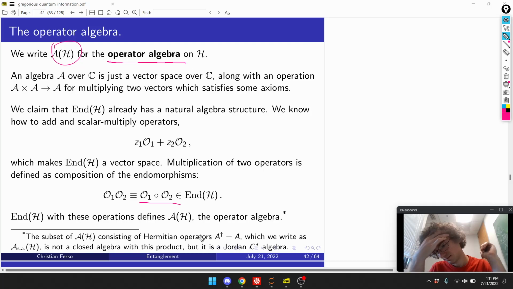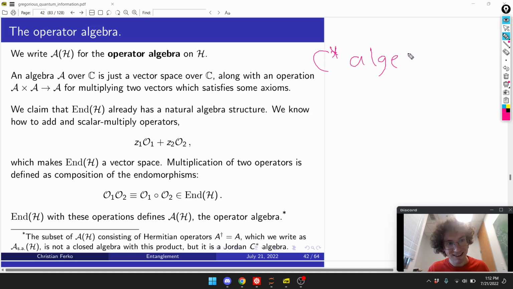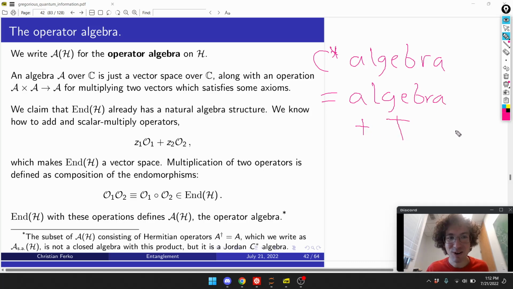You mentioned in the footnote that this is a Jordan C-star algebra. Do you happen to know if the operator algebra is also a C-star algebra? It is, yeah. It's not a Jordan C-star algebra, but it is a C-star algebra. For those that don't know, I'm going to write a very funny equation. C-star algebra equals algebra plus dagger. So a C-star algebra is just an algebra along with an operation called dagger that has the properties of the dagger I already told you about, right?